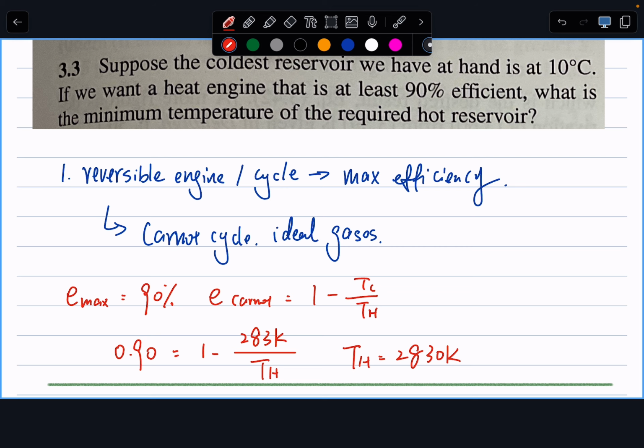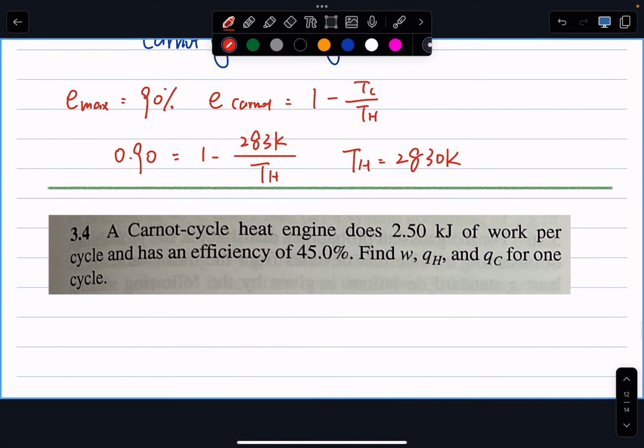I'm running out of time, but there's another example question that you can try, which is given a Carnot cycle heat engine that tells you how much work is being done at what efficiency, find W, QH, and QC for one cycle. And the result is in our annotated notes. And I'll see you on Wednesday.